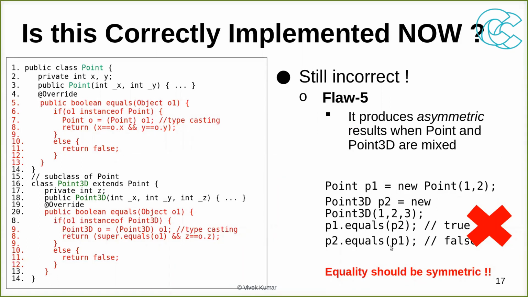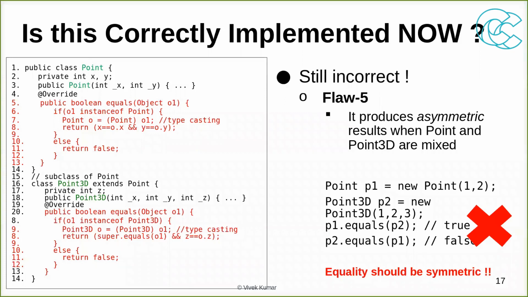But P2.equals(P1) is false because this particular method will now get called, and since it has a comparison with the z value also, this will return false. But ideally, both should return false, right? That's the symmetricity.